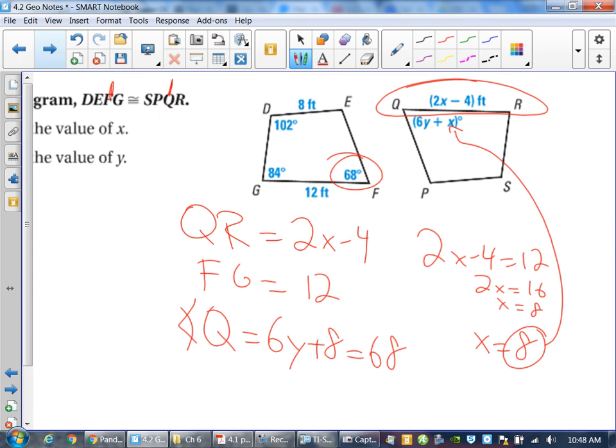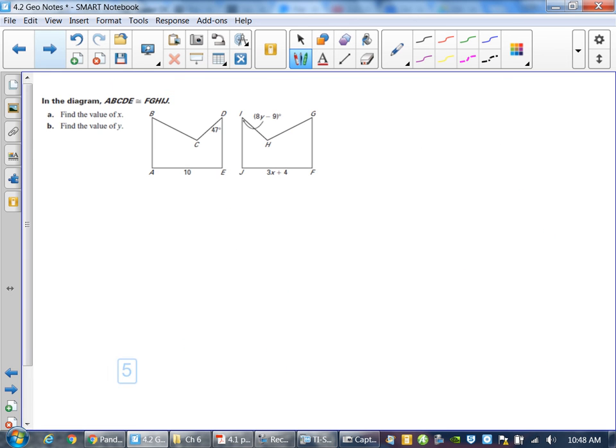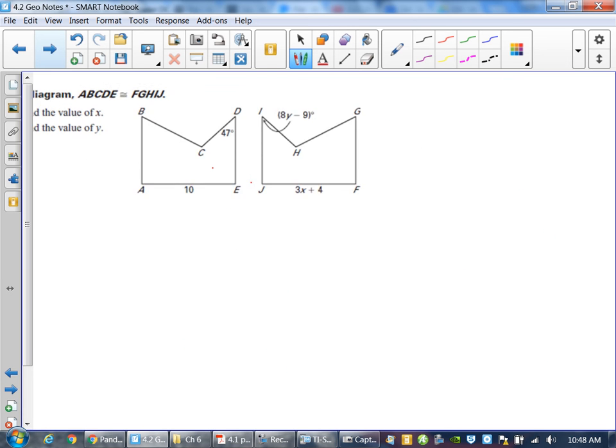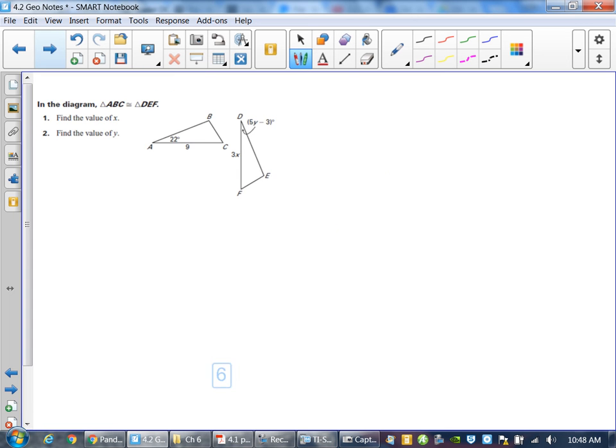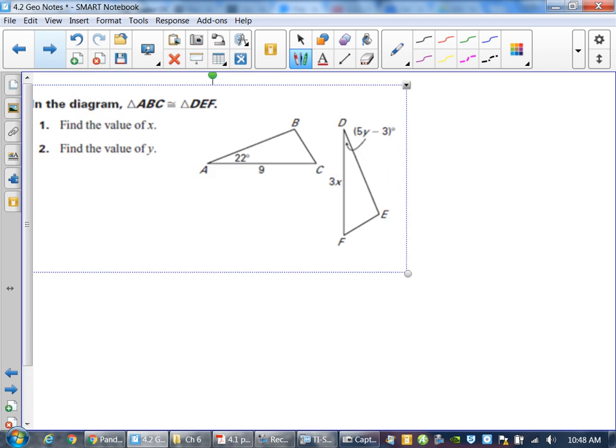Terrible? I don't think it's terrible. The last one's too easy. These are all actually pretty simple.